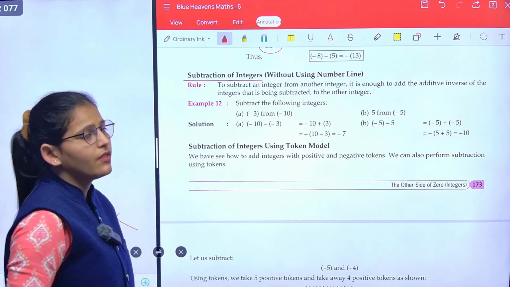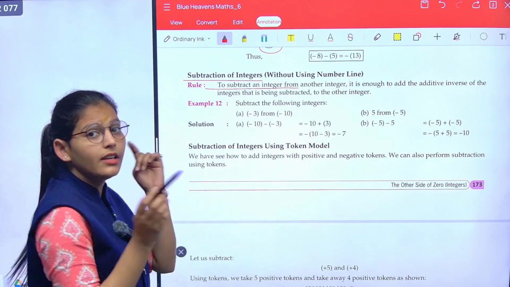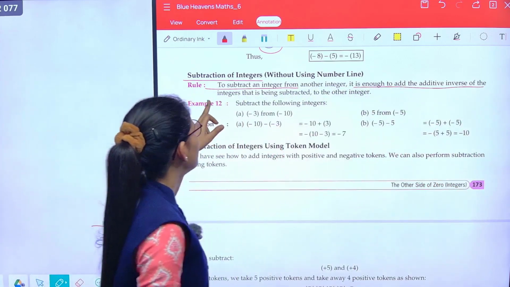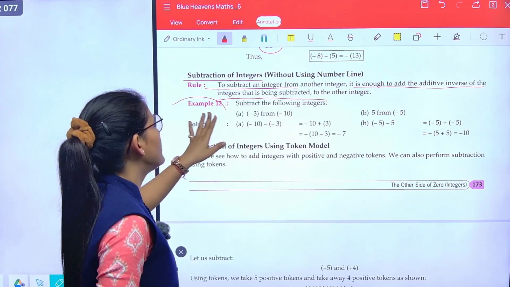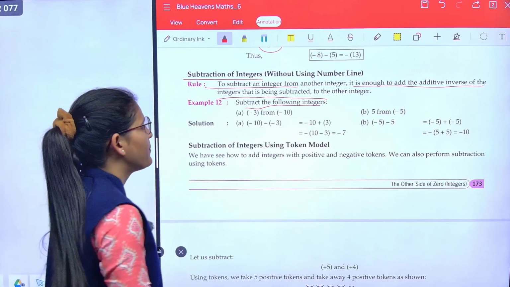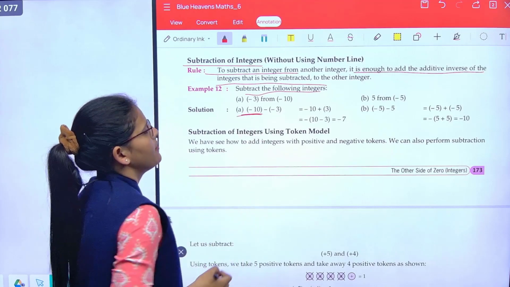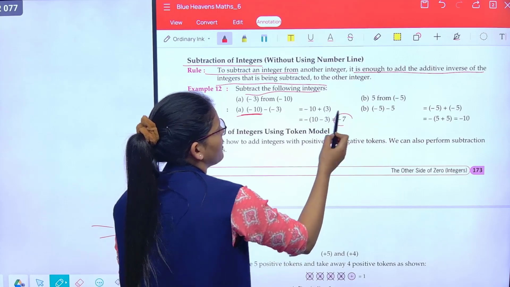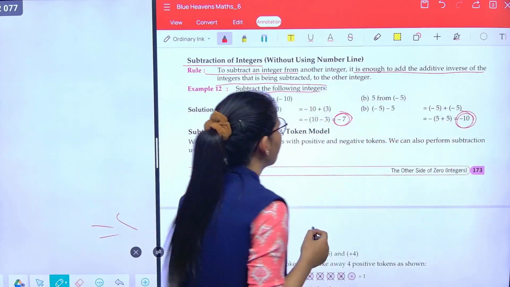Subtraction of integers without using number line. Rule to subtract an integer from another integer. It is enough to add the additive inverse of the integer that is being subtracted to the other integer. Now class, come on, example number 12. Subtract the following integer. Minus 3 from minus 10. Now class, minus 10 minus minus 3. Now class, it will become minus plus, 7. Again the same rule, that is minus 10.